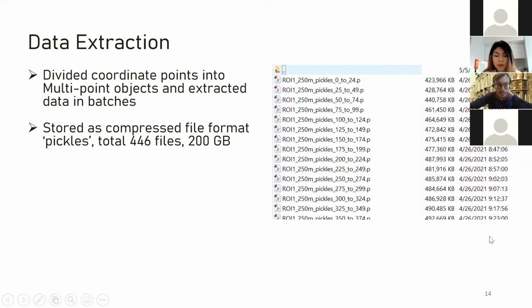Okay, so we stored our raw data as compressed pickle files. Pickle here is a file format used to serialize objects in Python, and it's very condensed. It requires less storage than a CSV or a table. Even then, our data ended up being around 200 gigabytes of 446 files, and took on the order of 30 hours total to extract, even using the supercomputer.